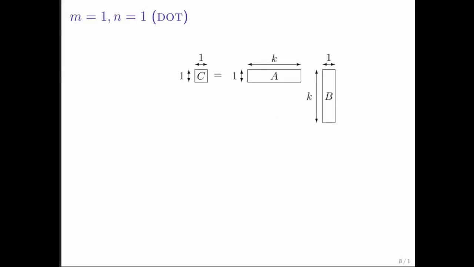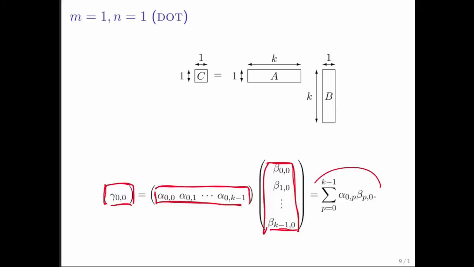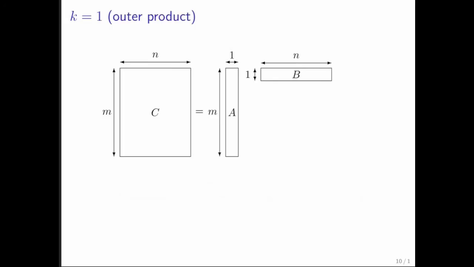What about the case where m is 1 and n is 1? Well, then A only has one row and B only has one column. But we've seen that as the dot product. And we know how to compute the dot product, but let's think of it from a matrix point of view. We have a 1-by-1 matrix, and that entry in the matrix is computed by taking the dot product of the corresponding row with the corresponding column. And that's just the dot product as we know it. So, the dot product is just a special case of matrix-matrix multiplication.